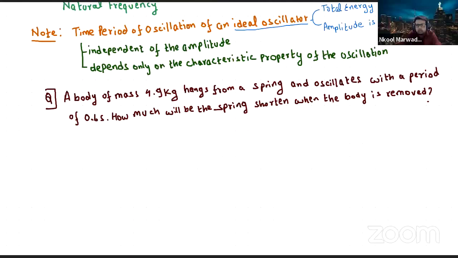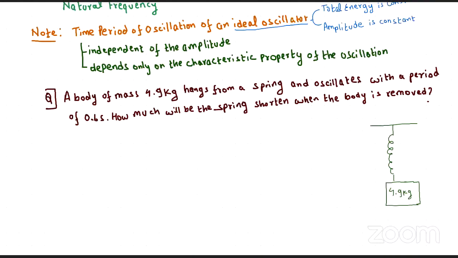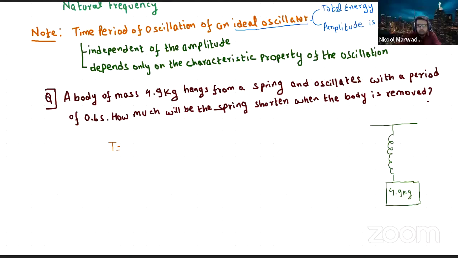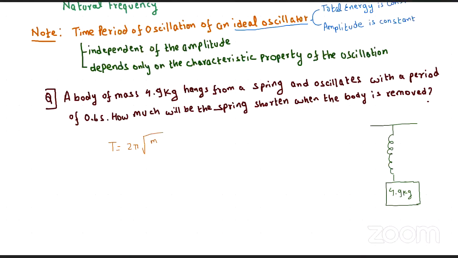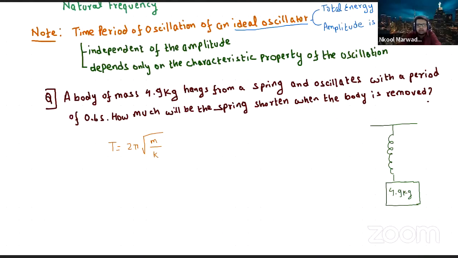So this is the vertical spring-mass system. This is the mass, which is 4.9 kg, and it is already undergoing an oscillatory motion, and the time period is given. How much will the spring shorten? We have already seen that the time period in an oscillatory motion is 2 pi under root of m by k, where k is the spring constant and m is the mass. This formula is for the spring-mass system, where m is the mass attached with the spring and k is the spring constant.